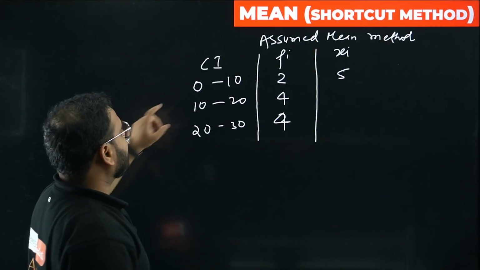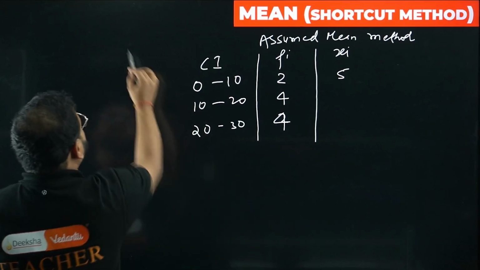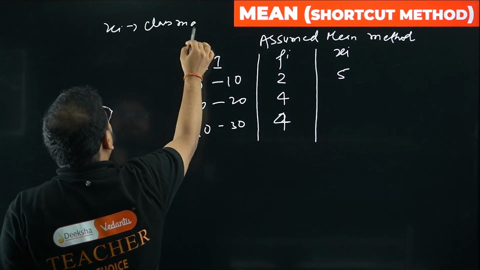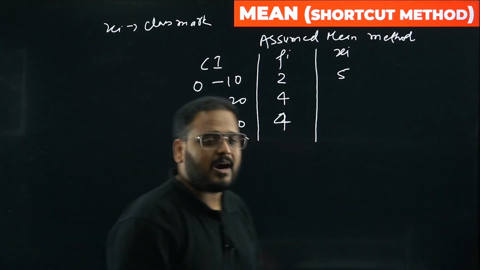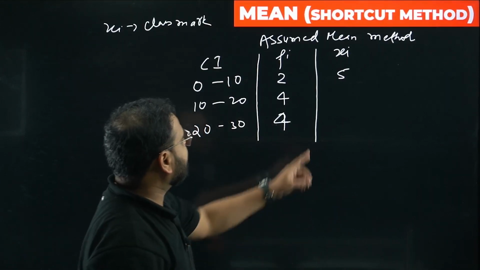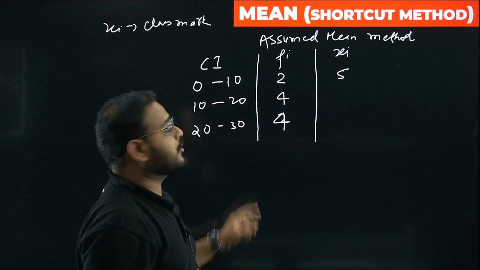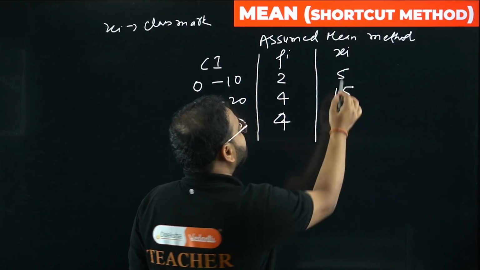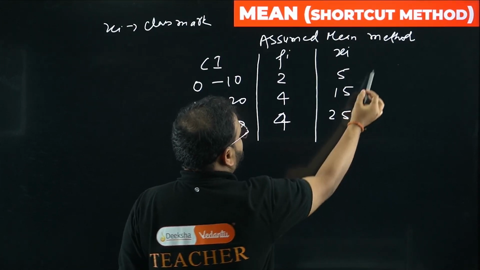For discrete data versus continuous data, in continuous data we had to find the xi. Xi is called, in this case, class mark. Ci is class interval. So xi is 5: 10 plus 0 is 10, by 2 is 5. Then 10 plus 20 is 30, divided by 2 is 15. Over here 20 plus 30 is 50, so 25. This is xi.